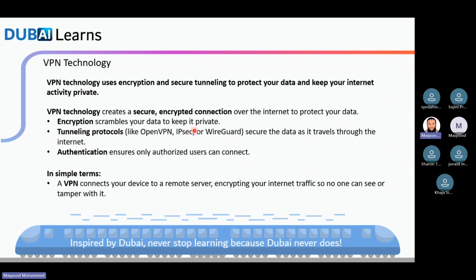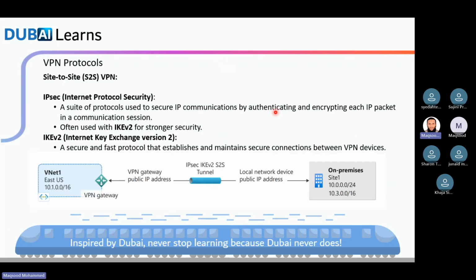This is a very widely used technology and is globally accepted and recognized. It secures the data as it travels through the internet. Authentication ensures only authorized users can connect. In simple terms, a VPN connects your device to a remote server. This is about site to site specifically, encrypting your internet traffic so no one can see or tamper with it. So that's the technology of VPN.